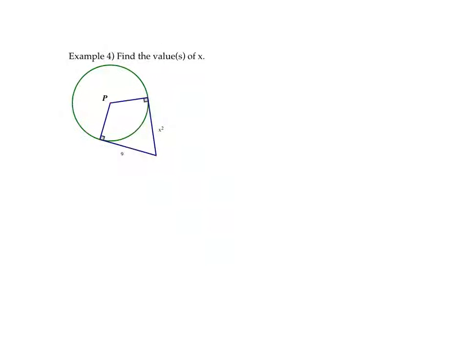Okay, one final quick example. In example 4, it says we have to find the value or values of x. Now, they don't tell us in words that these two segments on the outside that are labeled with 9 and x squared are tangent segments, but we have another hint that we can take away. You see how they're perpendicular to the radius here? This radius is perpendicular to that segment. That means that these two segments are tangent segments.